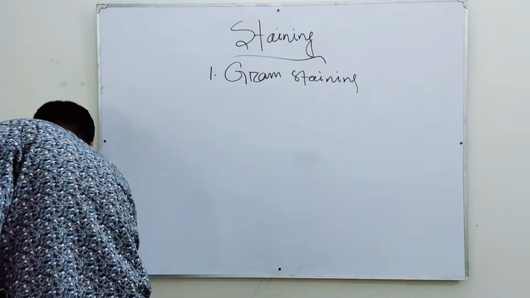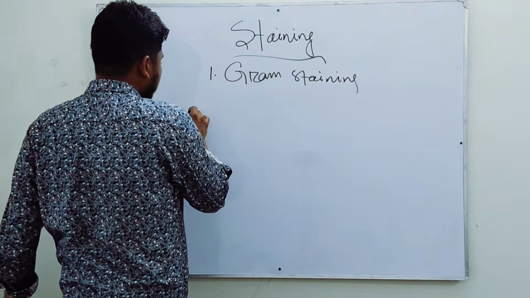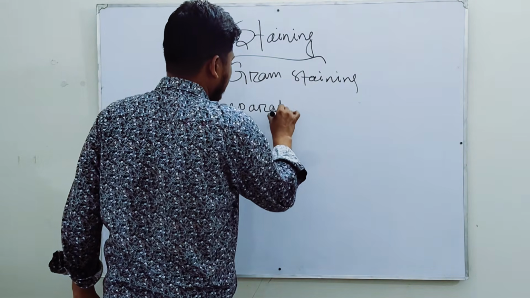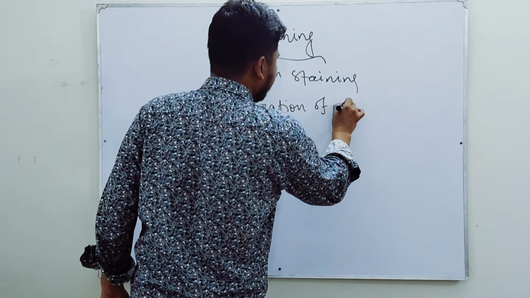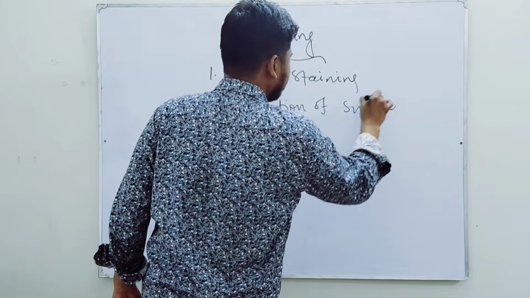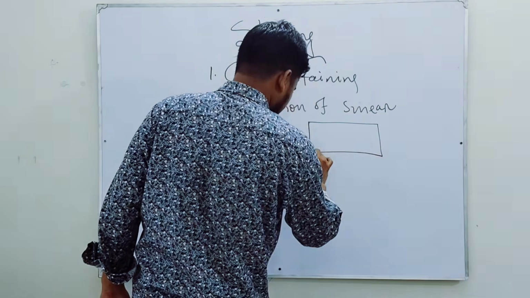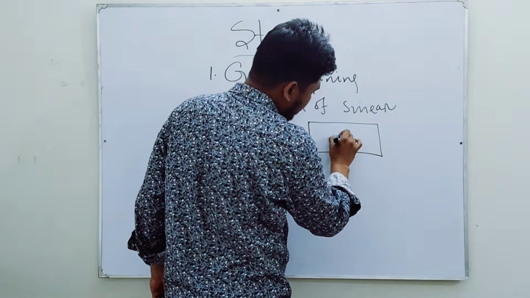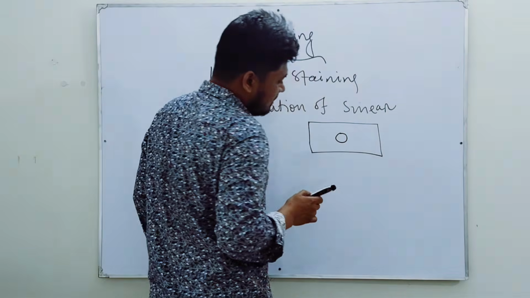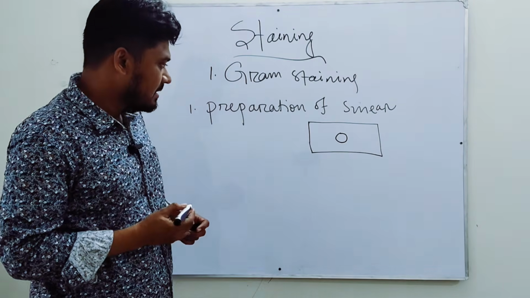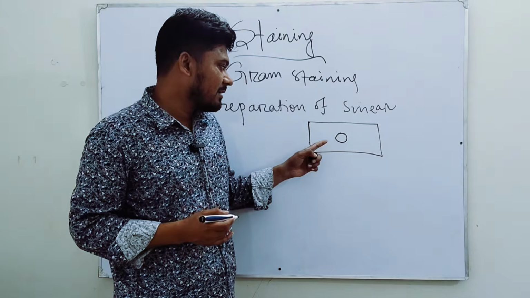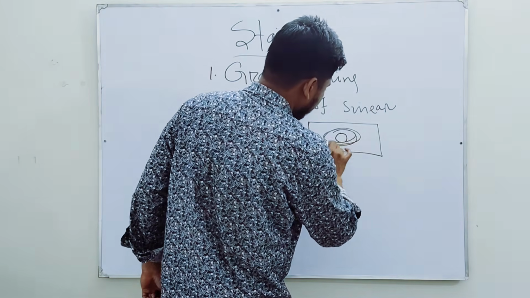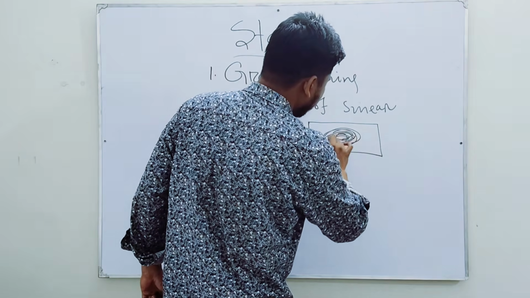First, come to gram staining. First step is preparation of smear. At first, take a clean glass slide and put a drop of normal saline at the center. Mix a small amount of supplied specimen with normal saline and make a homogeneous mixture, and then spread over the glass slide. Then let it air dry.